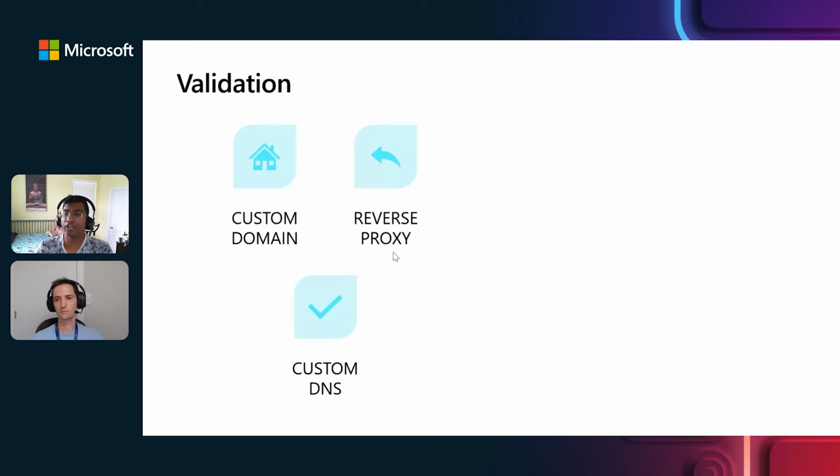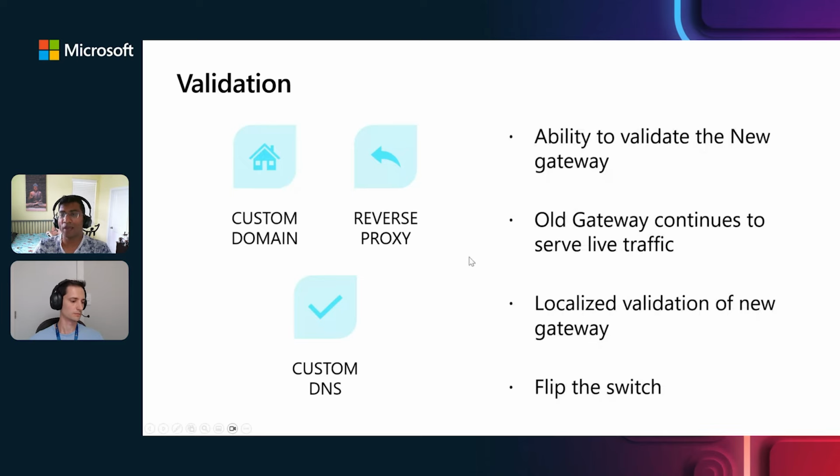So if they are pointing to the IP address of the old gateway, now you have the ability to validate the new gateway in a more localized way. You can update the host file to point to the newer gateway, test your changes, and then go about validating it for all the dependencies. So if there are any network glitches, you have a chance to fix those network glitches because they coexist for a configurable amount of time.